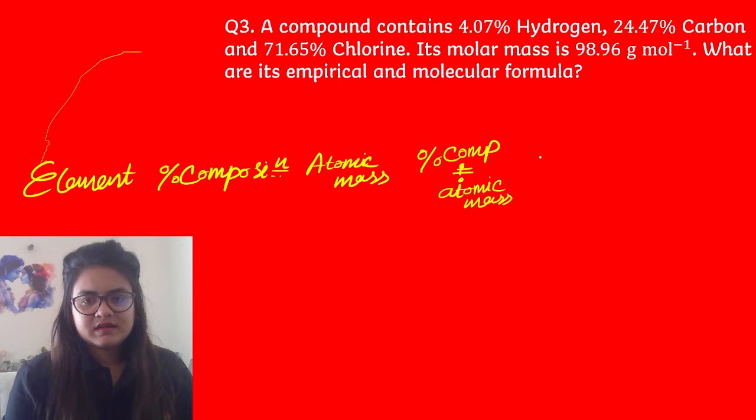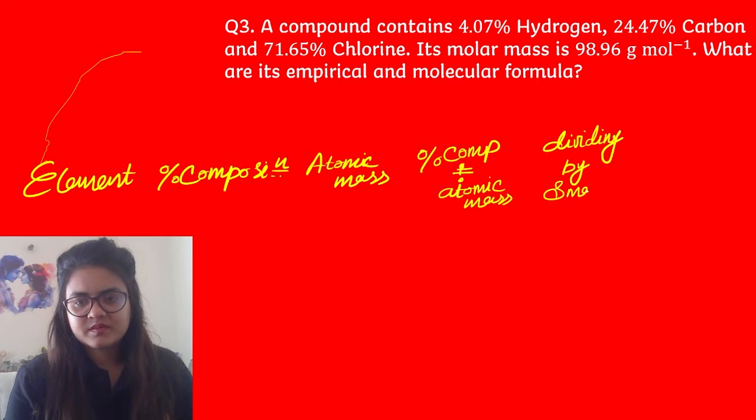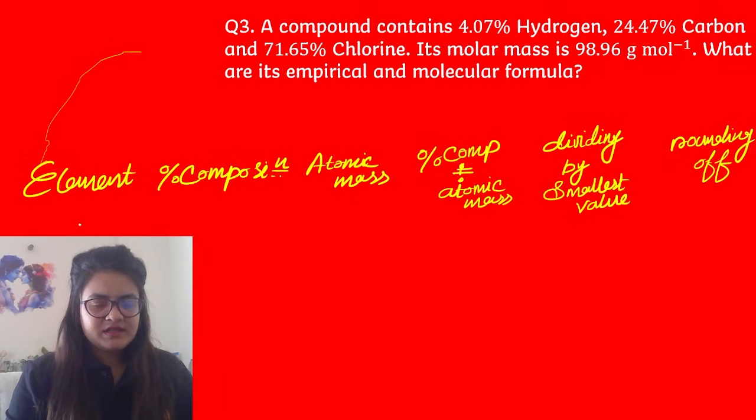Next, we will try to find out the simplest ratio. So we can write dividing by the smallest value. And here we can write the rounded off value. Okay, so now let's put the values one by one.